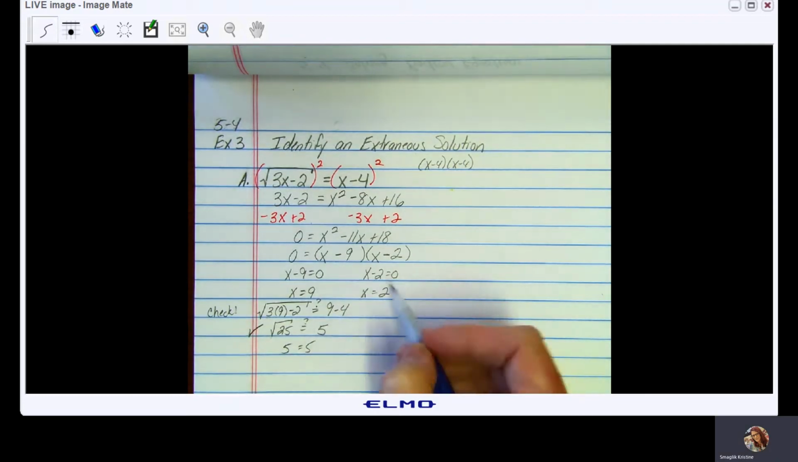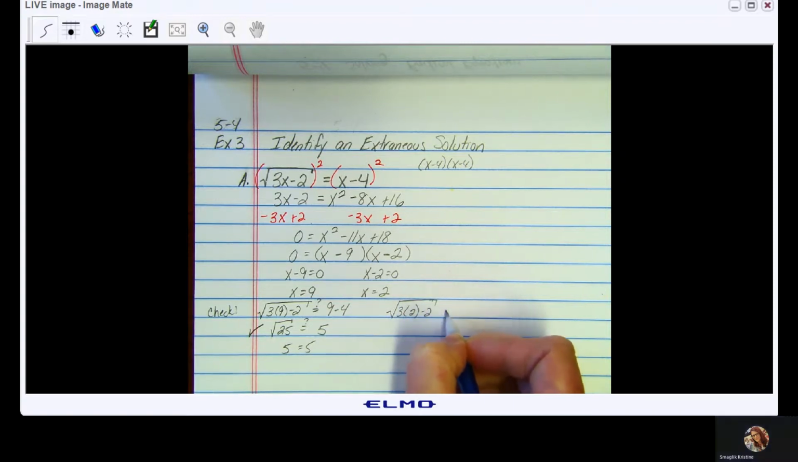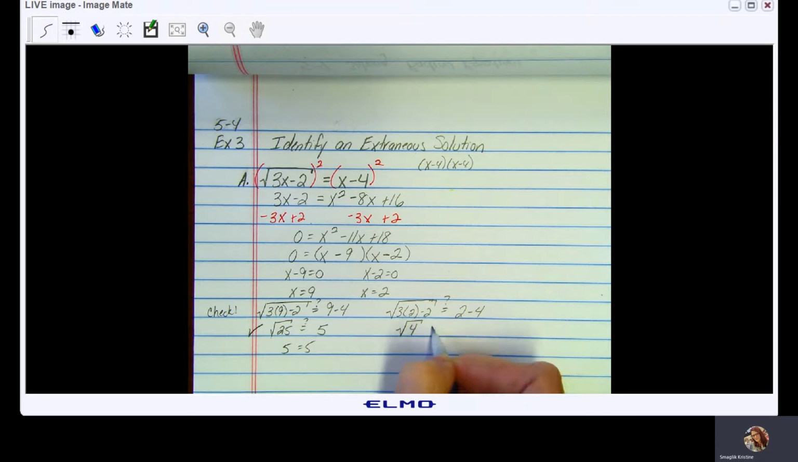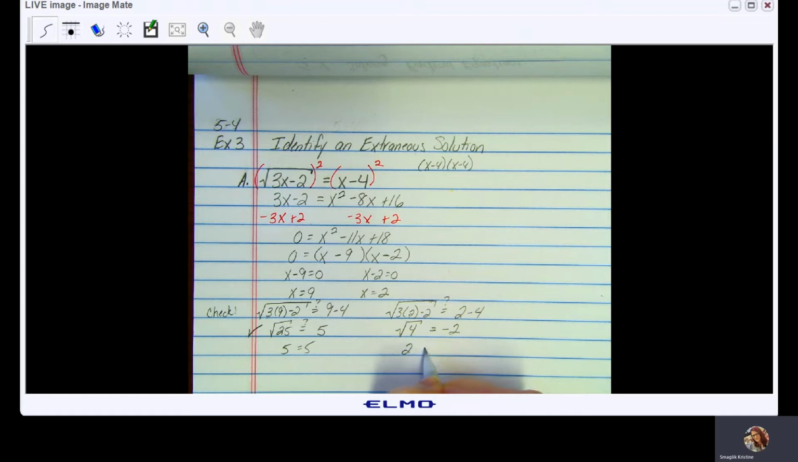Let's check x equals 2. Square root of 3 times 2 minus 2. Does that equal 2 minus 4? 3 times 2 is 6 minus 2. That is going to be the square root of 4. Does that equal negative 2? Well, square root of 4 here is 2. This is not true, so that means x equals 2 is an extraneous solution.